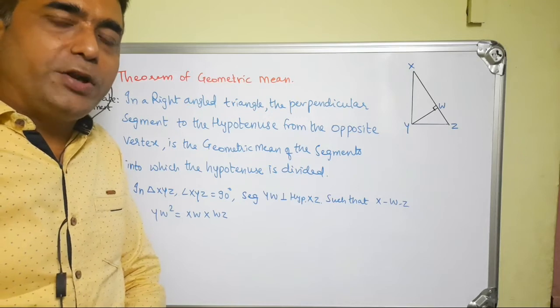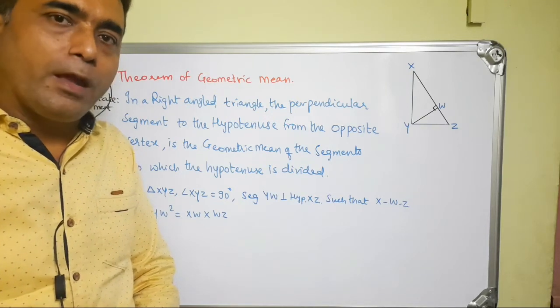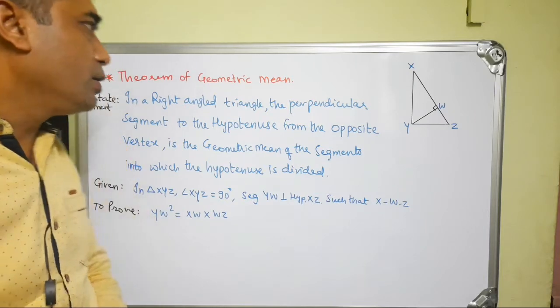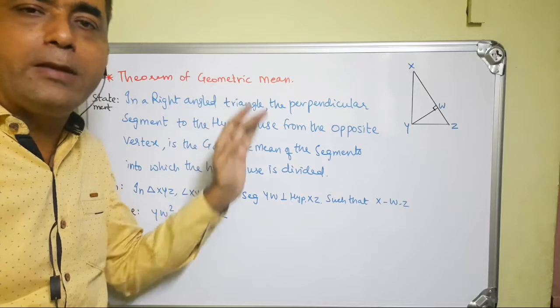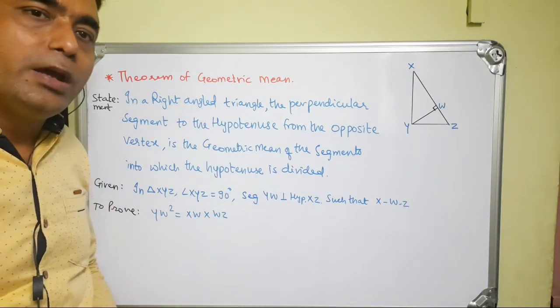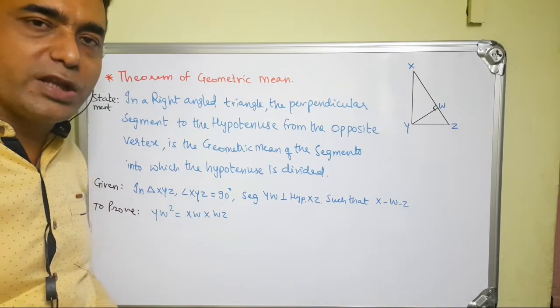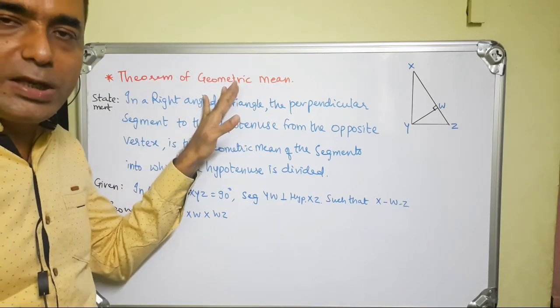In the last video we saw similarity in right angled triangles. Today we are going to see the theorems: first, the theorem of geometric mean, then Pythagoras theorem and the converse of Pythagoras theorem. These three theorems we are going to see in this video. Let's start with the theorem of geometric mean.